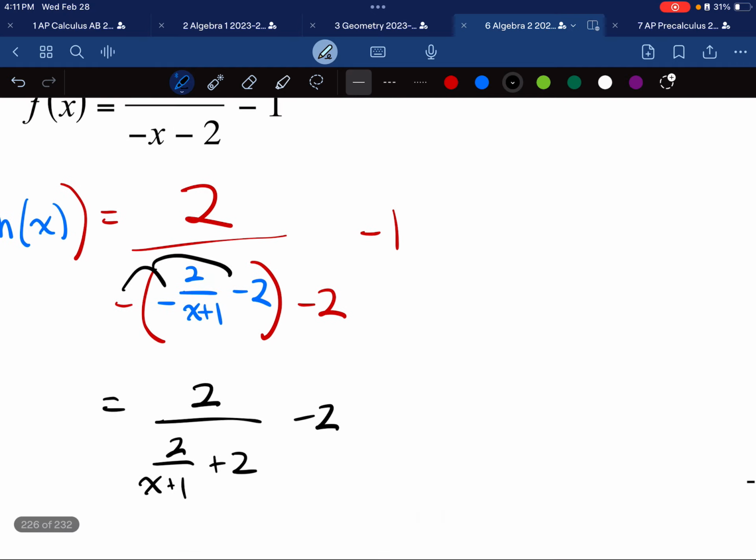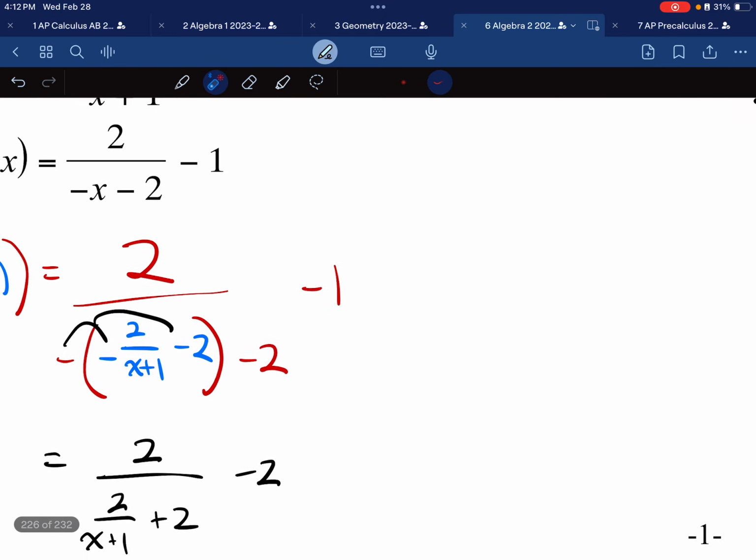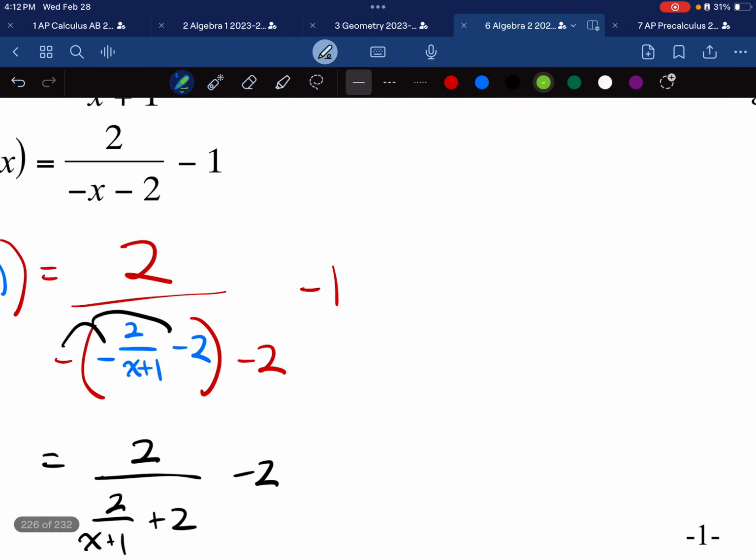What do we do now? From here, I need to somehow get these to be one fraction, because then I can do a fraction divided by a fraction, but this has to be a fraction first. So how do I do that? I'm going to do some scratch work off to the side. The question is, how do I do 2 over x plus 1 plus 2? In order to add these, they have to be like denominators. This denominator is x plus 1, this denominator is 1 for now. So I need to multiply this one by x plus 1 all over x plus 1.